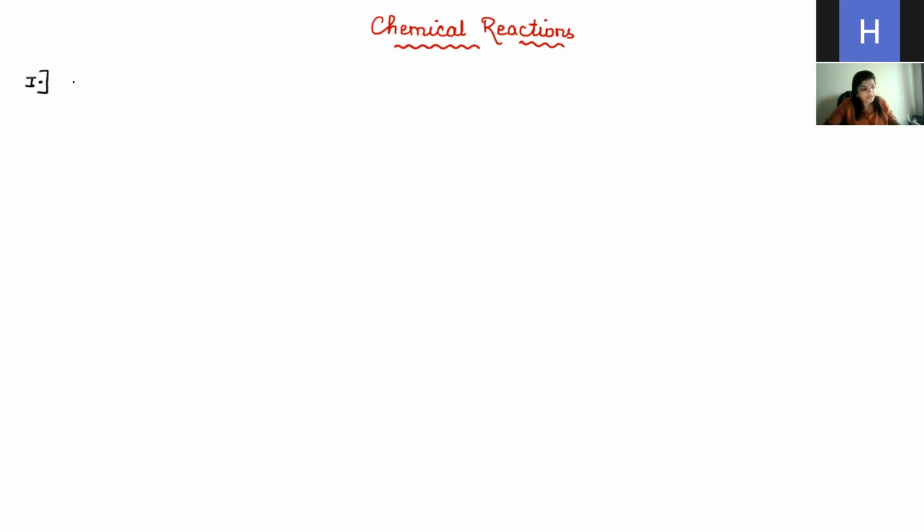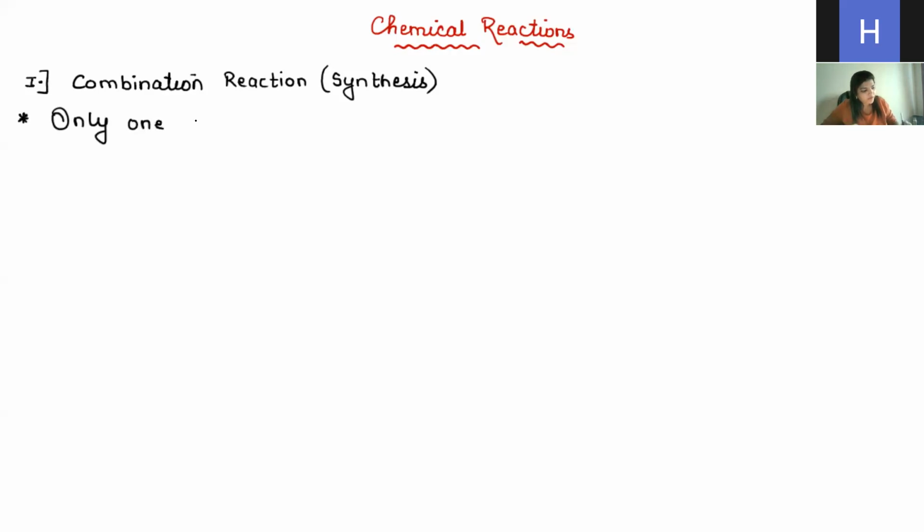So the first type of reaction is called a combination reaction, also called synthesis. Now, what is the peculiarity of this combination reaction? The peculiarity is that only one product is formed. So you can have two or more reactants, but the final product which is formed is only one.